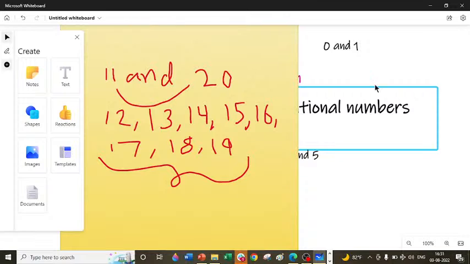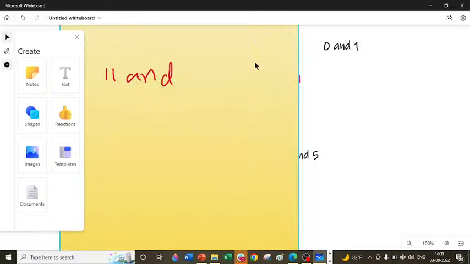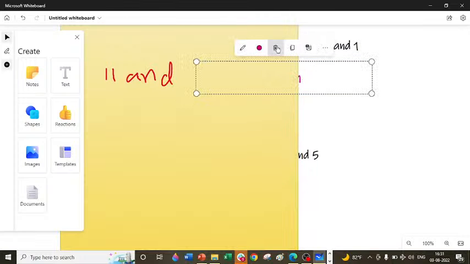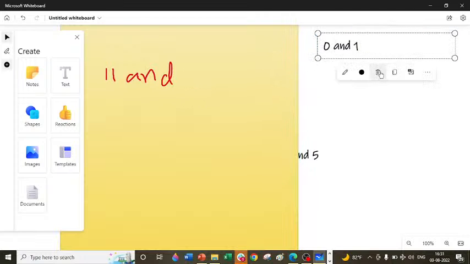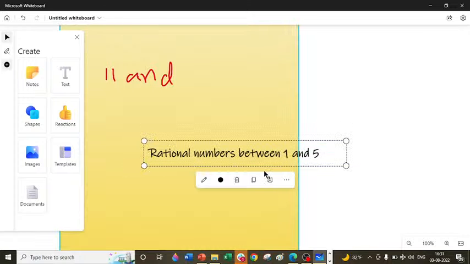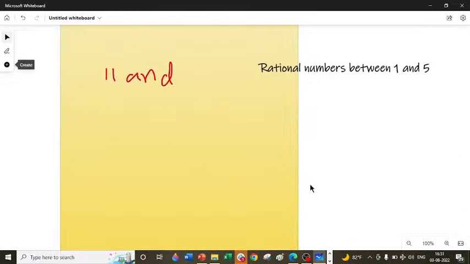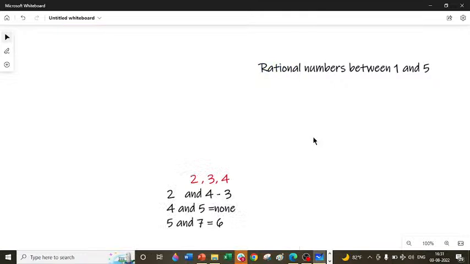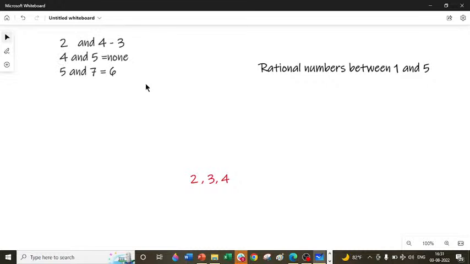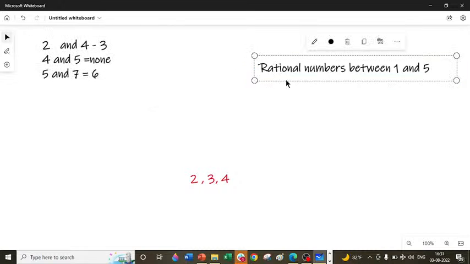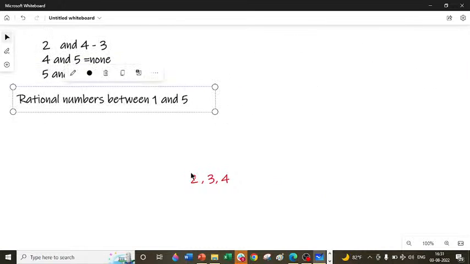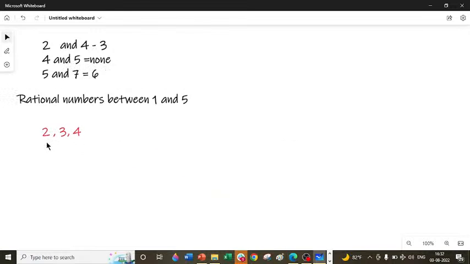Okay, wait, give me a second. How to find out rational number between 0 and 1. So let's just start with the scratch now. Let me just remove this. Okay. So I think we have got enough space. तो हम यहाँ पे कर सकते हैं whatever we need to do.